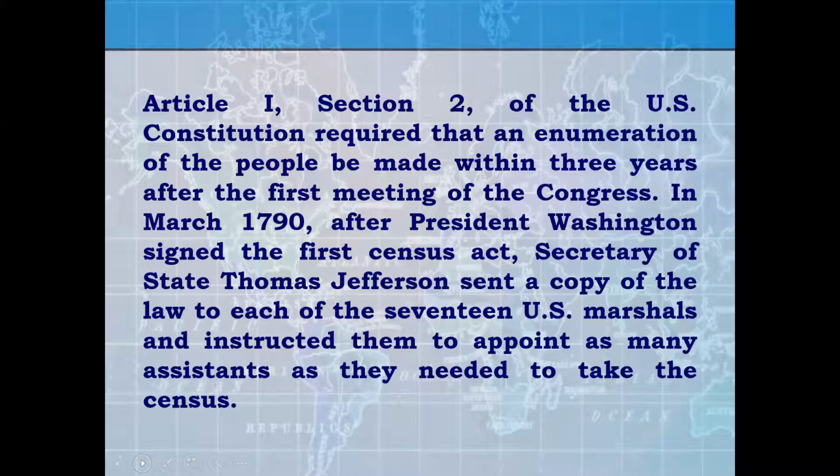In March 1790, after President Washington signed the first Census Act, Secretary of State Thomas Jefferson sent a copy of the law to each of the 17 U.S. Marshals and instructed them to appoint as many assistants as they needed to take the census. Remember, some states and counties did not exist at that time.